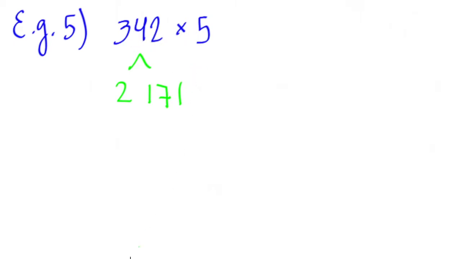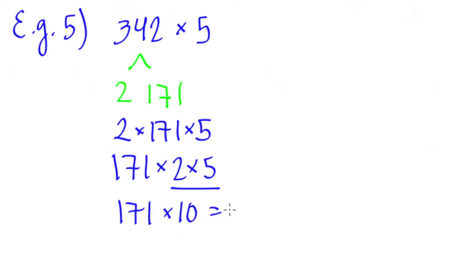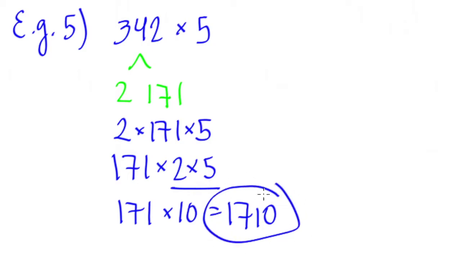And then let 5 be 5. So let's write it again. This is equal to 2 times 171 times 5. And then what will we do then? By commutativity, 171 times 2 times 5. We do this first, 171 times 10. And then what we'll have is 1710 because there's just a 10 here. So this is our answer, 1710.